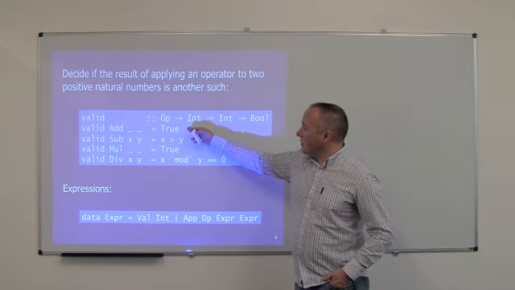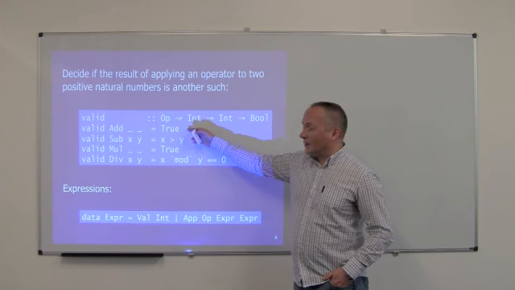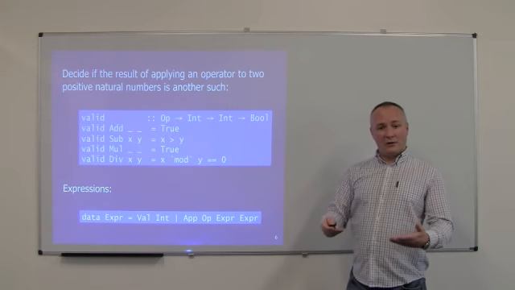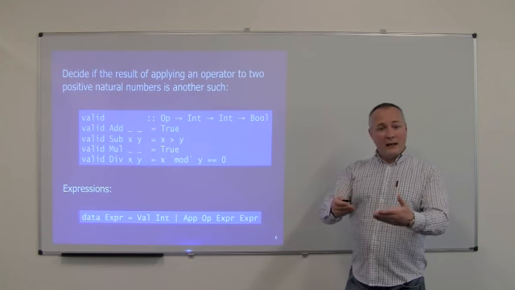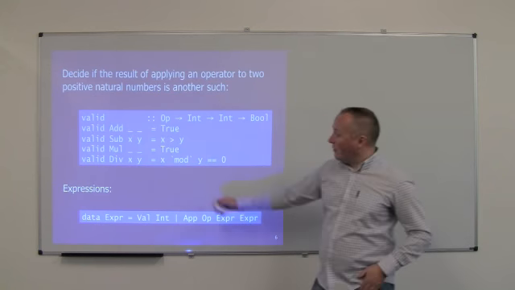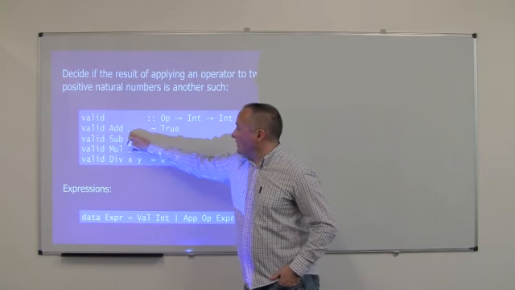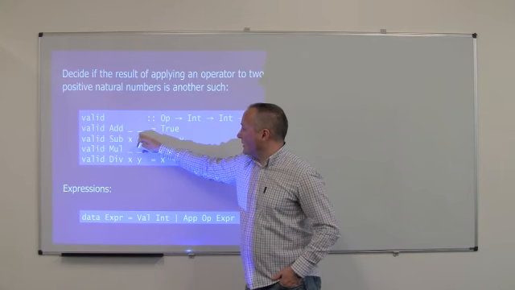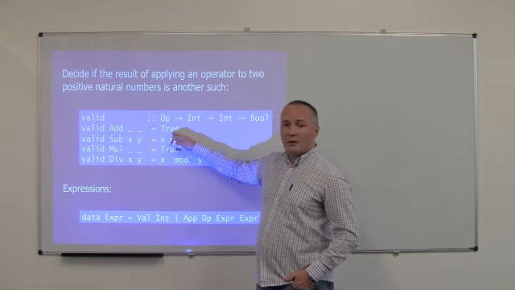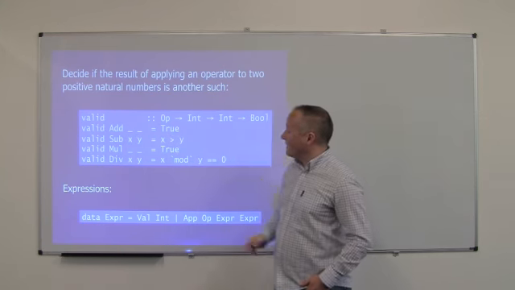So in the case of addition, there's not really anything to check, because if I give you 2 positive natural numbers, like 3 and 5, you add them together, you're always guaranteed to get another such. So we don't really need to even match here. We use the wildcard pattern. Whatever numbers you're given here, if you add them together, you will get another positive natural number. So we just simply give back true in this case.